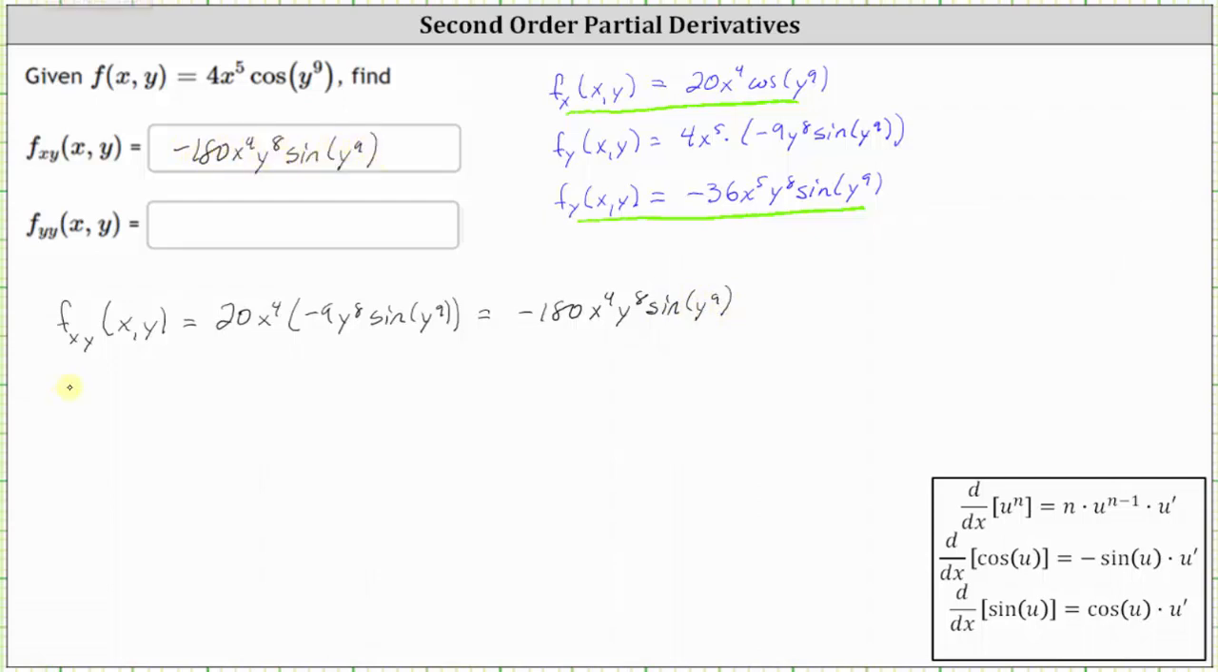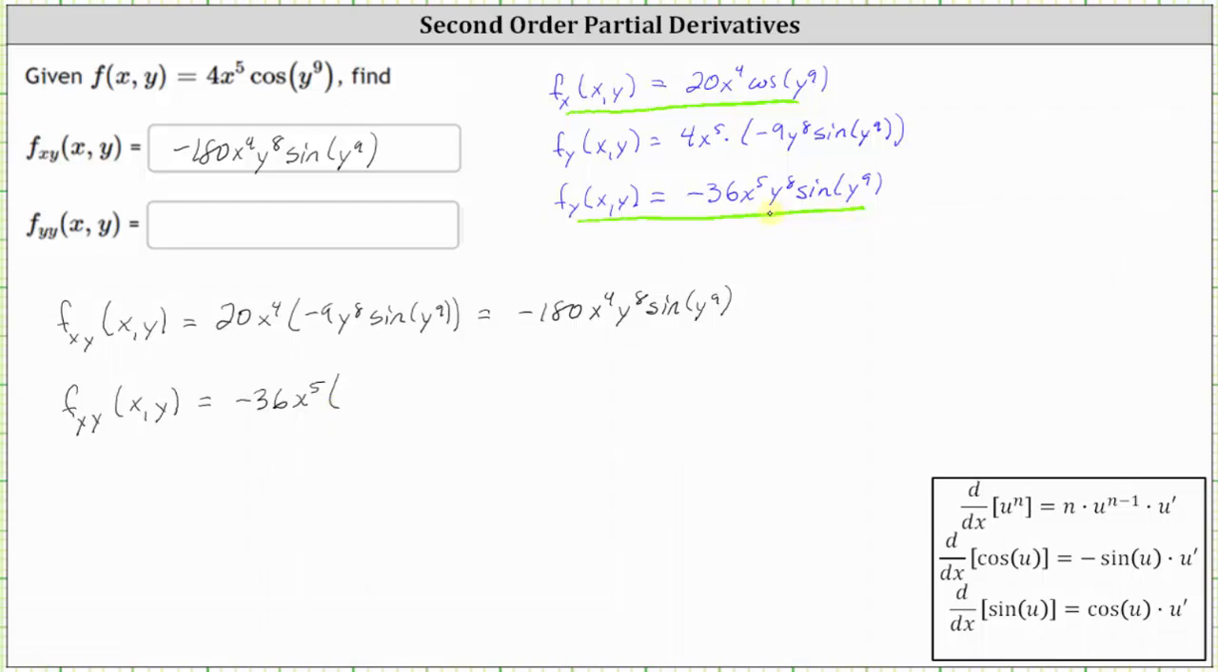And now let's find the second order partial with respect to y, which means we will now differentiate the first order partial with respect to y with respect to y again. So we will differentiate negative 36 x to the fifth, y to the eighth, sine y to the ninth with respect to y, treating x as a constant, and therefore we'll have negative 36 x to the fifth times the derivative of y to the eighth sine y to the ninth with respect to y.